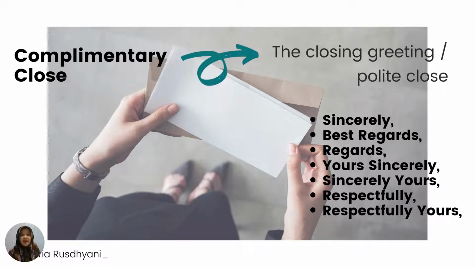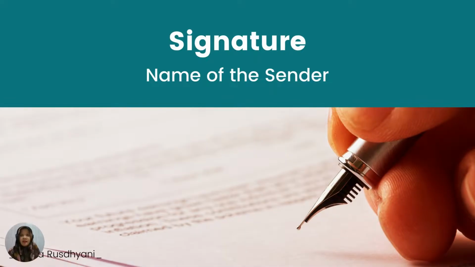The last, we have the complimentary clause. Here, the complimentary clause is about the closing greeting or polite clause. You can choose one of the followings as your complimentary clause. For example, sincerely, best regards, and so on. The last, it's about the signature or the name signature, and also the name of the sender, name of you, because you send the letter. Well, it's all about the application letter.